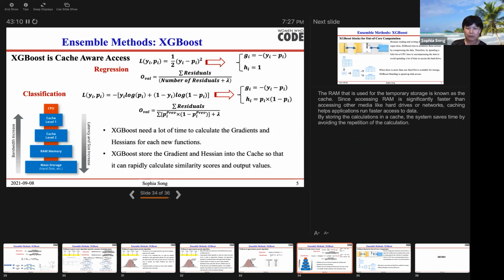Another thing is XGBoost also has cache-aware access. For XGBoost we calculate a lot of first order and second order partial derivatives, right? If each time you build a new model you recalculate them, it will be very time consuming. But XGBoost stores all these partial derivatives in your cache. Then next time you can read them directly from the cache rather than from the hardware or hard devices. So it also saves a lot of time.